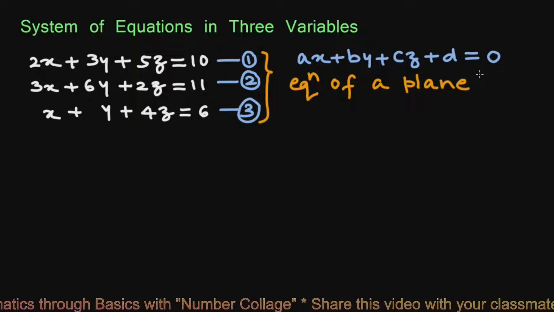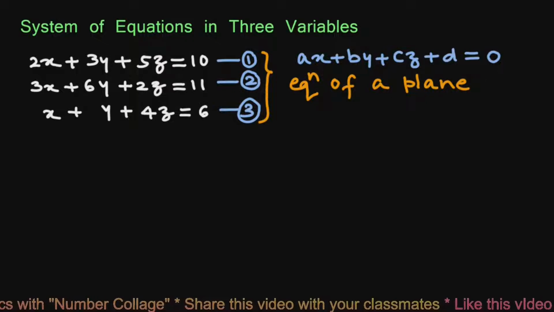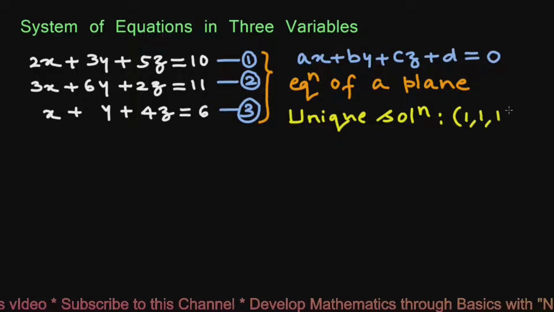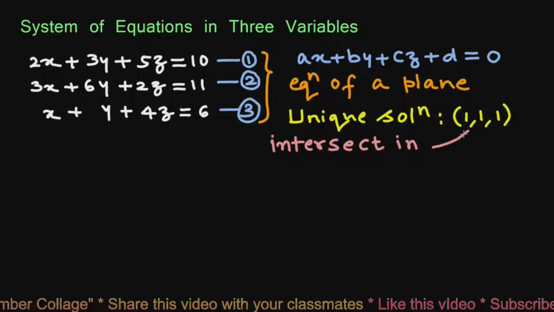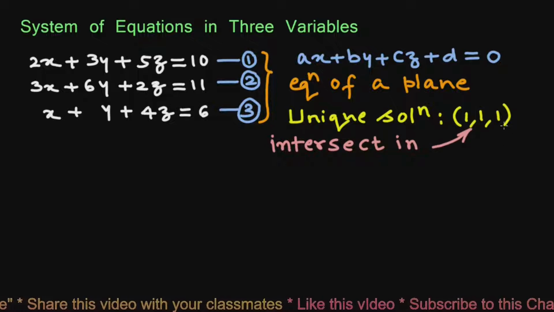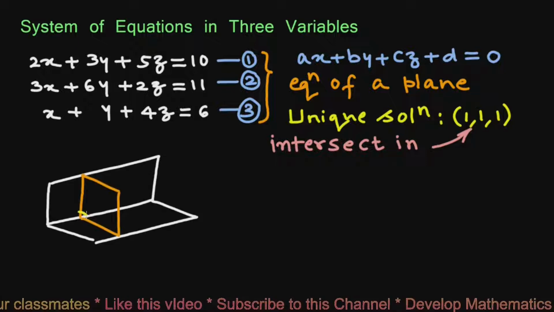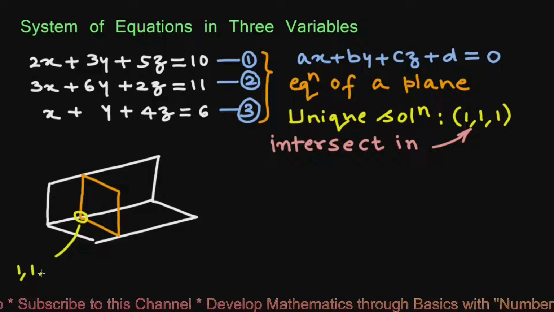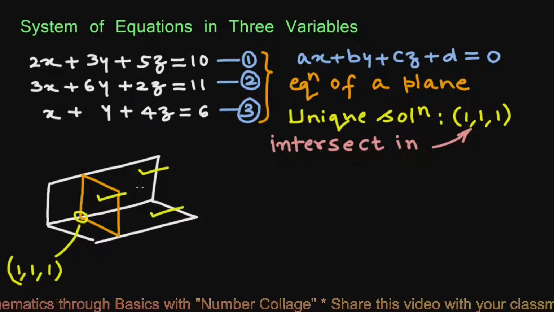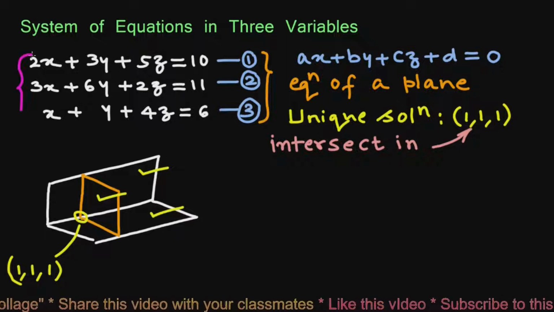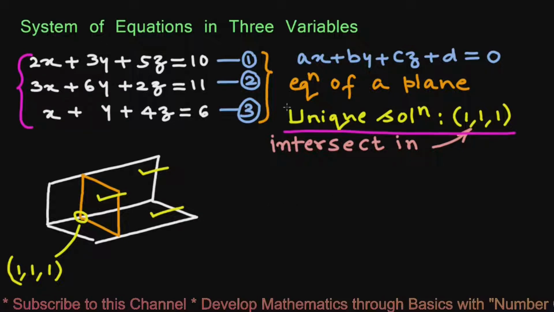We can find that these equations are consistent and hence they have the unique solution (1, 1, 1), which means these three planes intersect in this point (1, 1, 1). Geometrically we can show this like this. So this is the point (1, 1, 1) where these three planes intersect. Therefore we say that this system of equations in three variables has a unique solution.